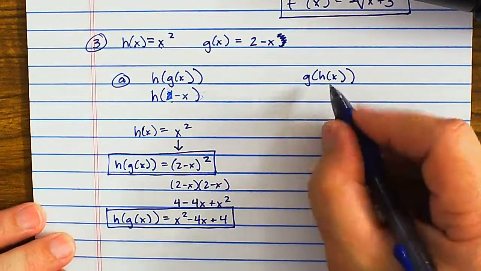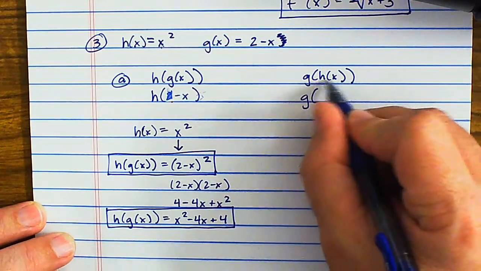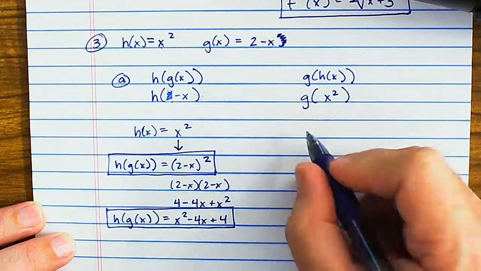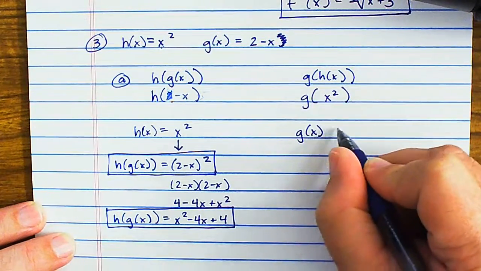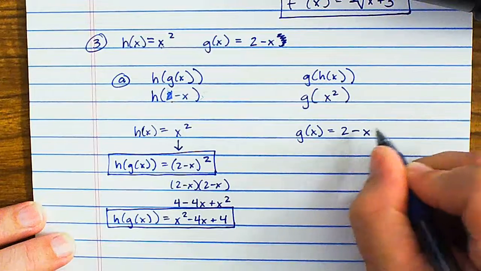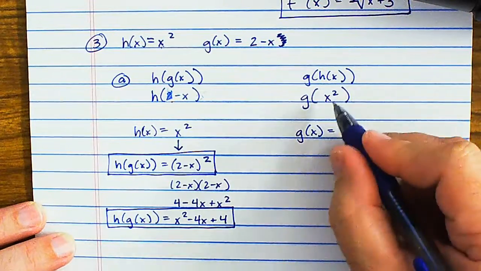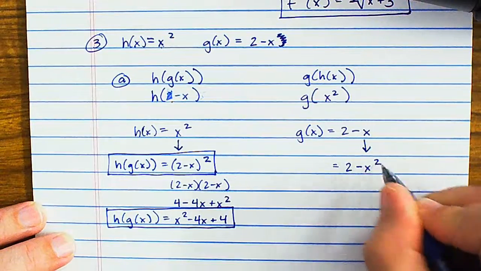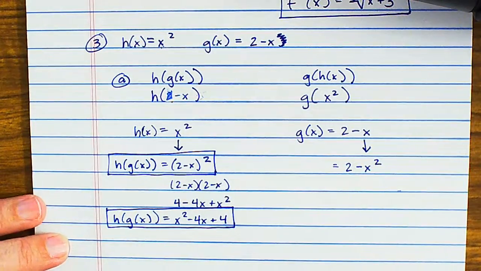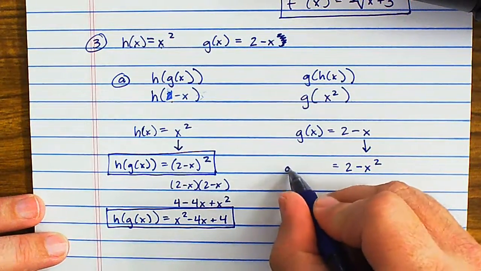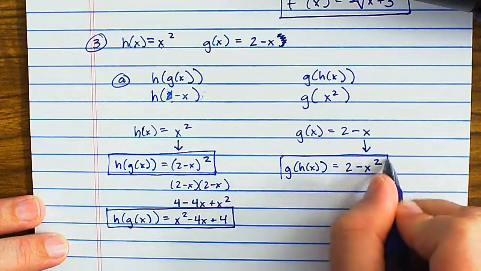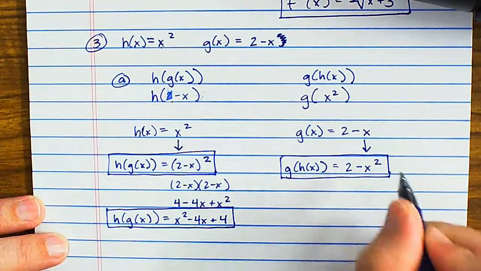Now, g of h of x means g, and then we're going to substitute what h of x is. h of x is x squared. Well, if I know that g of x is 2 minus x, I'm just going to substitute x squared in for x, which will give me 2 minus x squared, like that. And there's no simplifying we can do for that, so that is what g of h of x is.